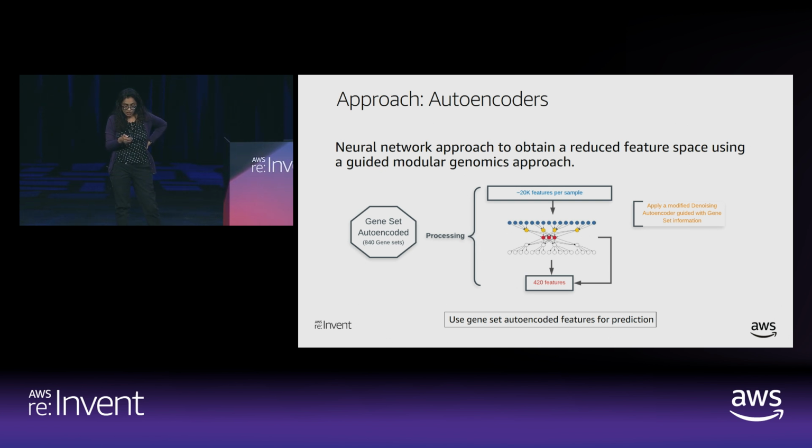And so we build this architecture where our input layer is not fully connected to our next level of nodes. Instead, we have a node for each possible gene set, and the input genes are only connected to the nodes that correspond to the gene sets that it's a part of. And so we do a substantial 50-fold feature reduction in this way.